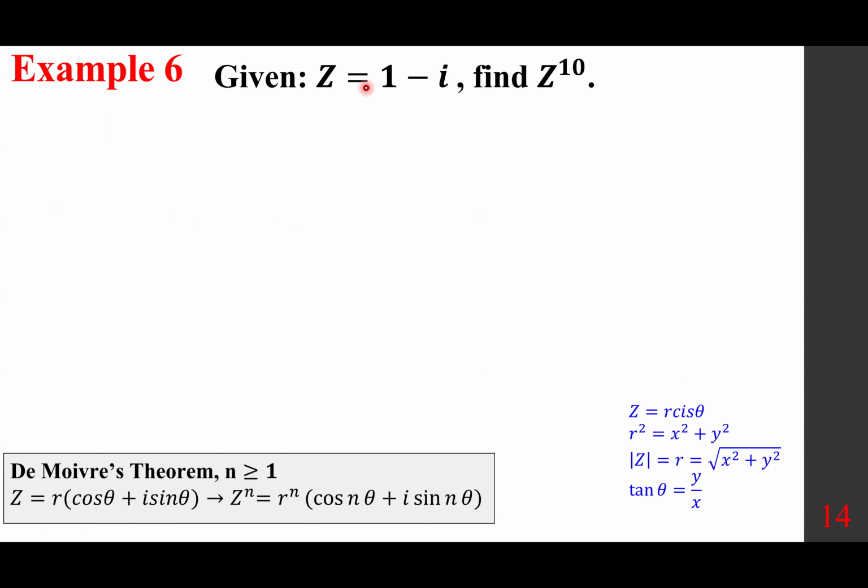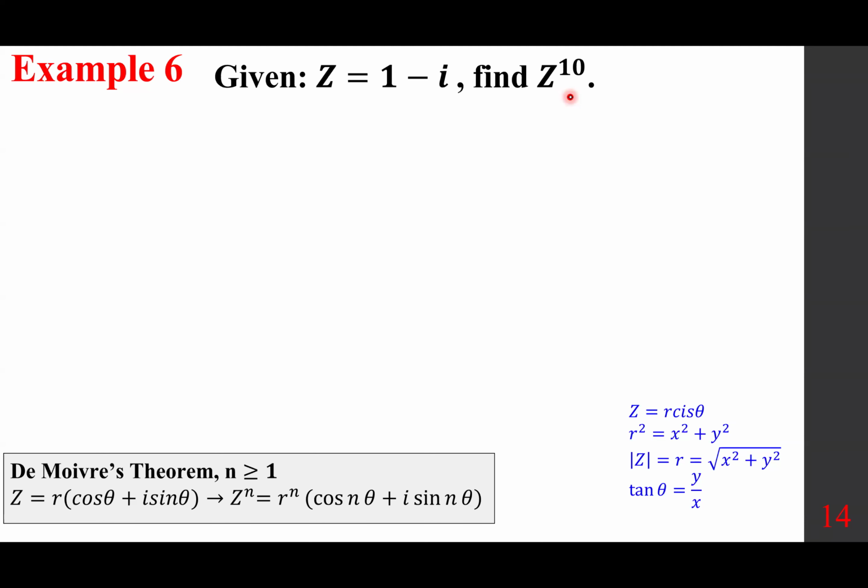Given z equals 1 minus i, find z to the power of 10. Well, if I want to raise z to the power of 10, multiplying 1 minus i by itself 10 times takes forever. So we're going to go with z equals r cis theta, the polar format. So we need to find the r and theta.